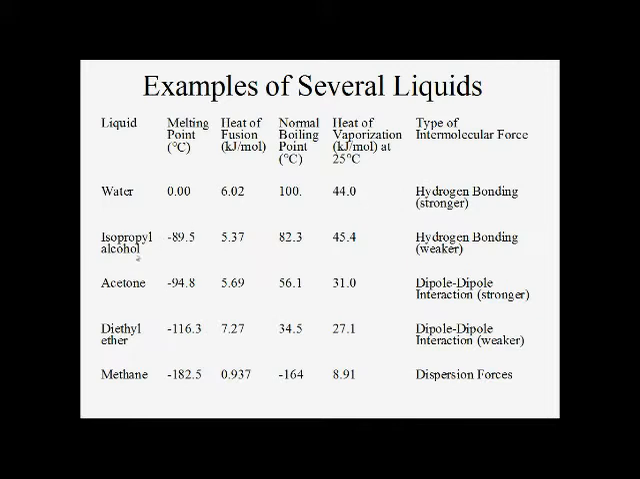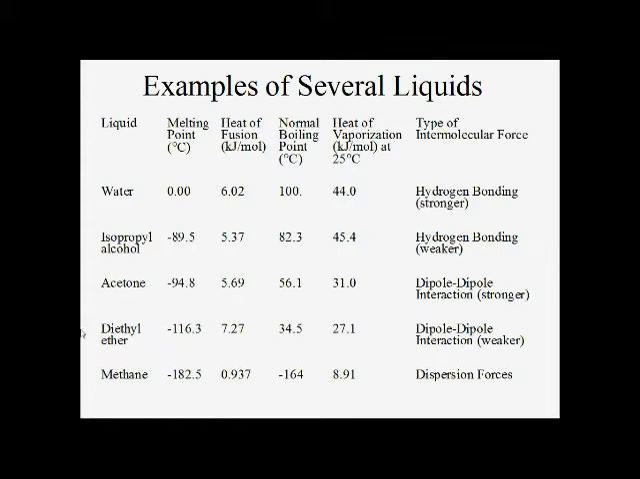Isopropyl alcohol can do hydrogen bonding on the alcohol group, but the 3-carbon group for the propyl weakens the hydrogen bonding. So we have hydrogen bonding, but it's been weakened a little bit with the presence of the hydrocarbon group. Acetone is also 3-carbon, but it has a carbon double bond oxygen, no hydrogen bonding, but it will have a dipole-dipole interaction, which would be a pretty significant dipole-dipole interaction.